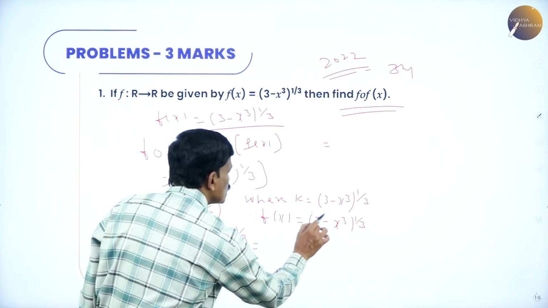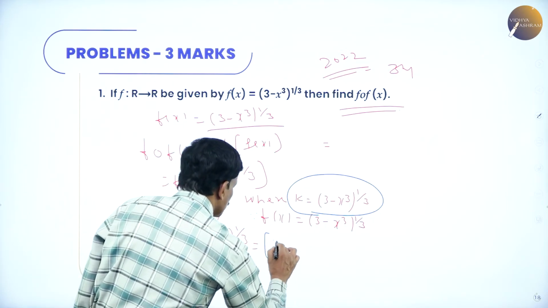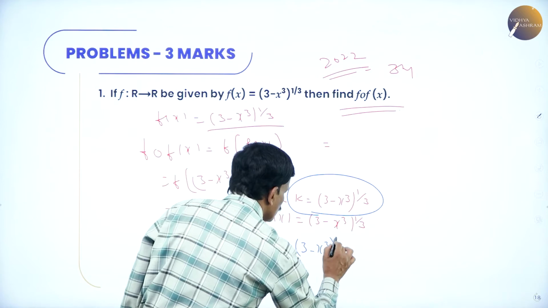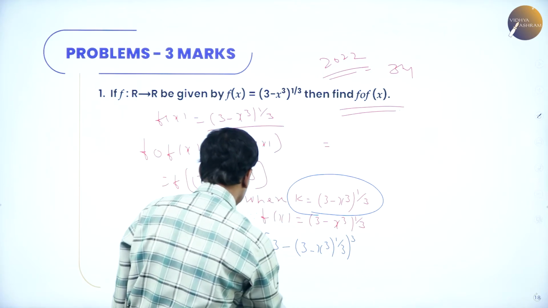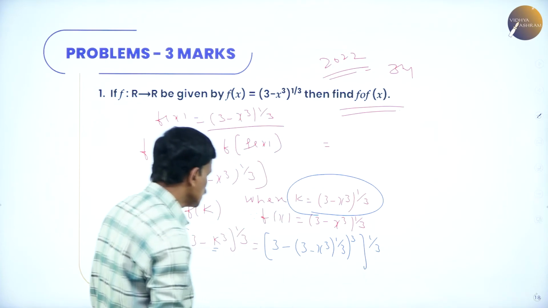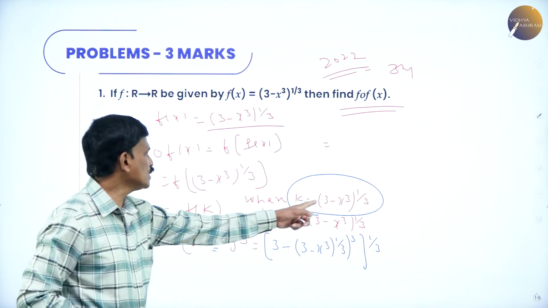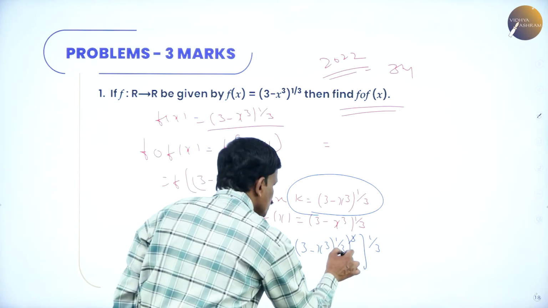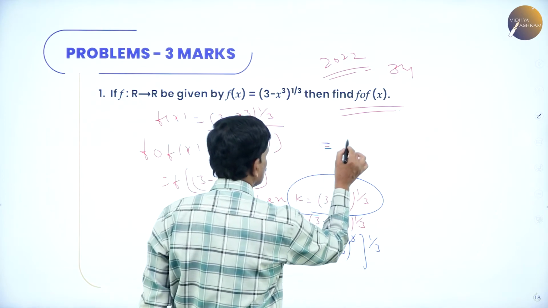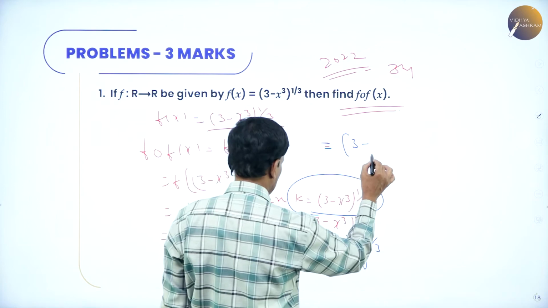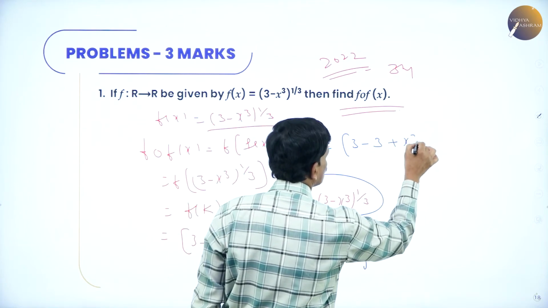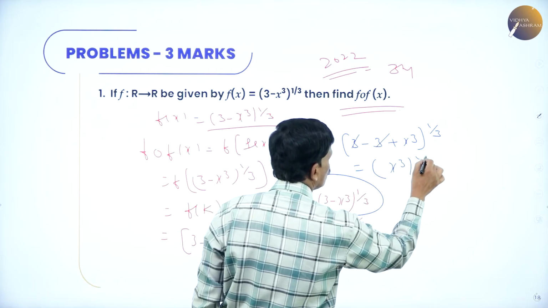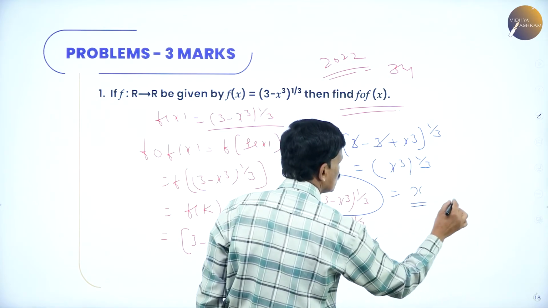What is k? This is the value of k. So, this can be written as 3 minus k cube, where k is equal to (3 minus x cube) whole raised to 1 by 3, and this whole cubed, whole to the power of 1 by 3. Now, this 3 and 3 get cancelled. What you are going to get? This is equal to 3 minus, multiply by the negative sign, minus into minus plus, x cube whole to the power of 1 by 3. So, 3 and minus 3 get cancelled, x cube whole raised to 1 by 3, again the 3s get cancelled, this is equal to x.